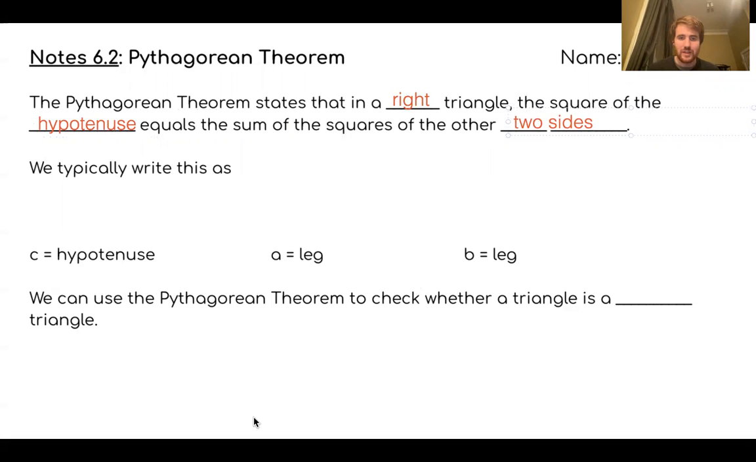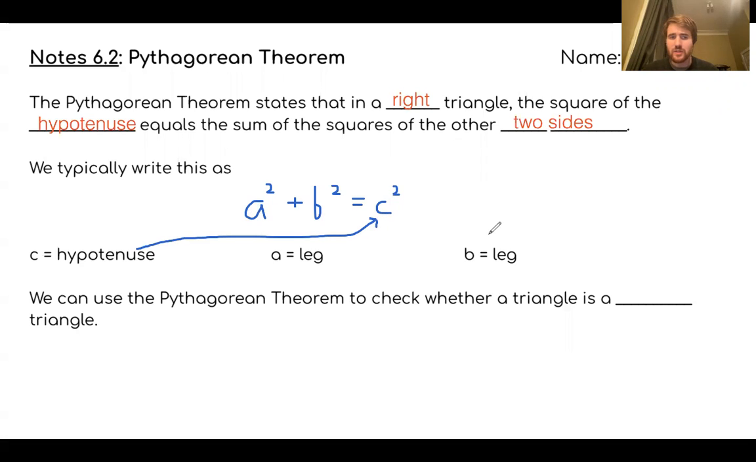Typically, you may have seen this before. It is written as a squared plus b squared equals c squared. A very famous theorem in mathematics. C is the hypotenuse. I would label this if you're worried you're going to forget it. That's super important. C has to be the hypotenuse. It doesn't matter which leg is A, which leg is B. They're each one of the legs of the right triangle.